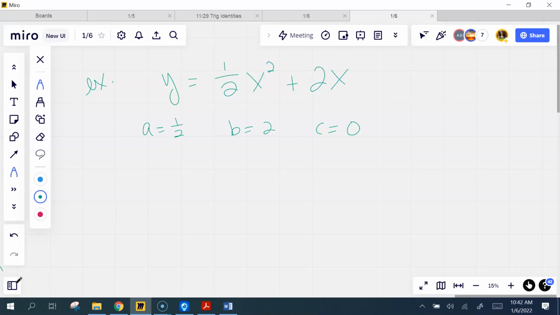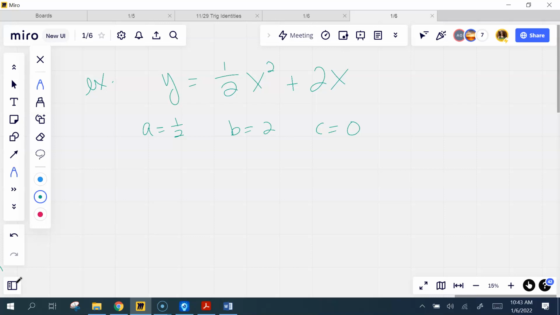It's going to be wider. How do you know that? It's a fraction. It's getting smaller, right? A is getting smaller. It's going to widen my graph out a bit. What else do you know? It's opening up because it's positive. One more thing. Y-intercept is zero. If the y-intercept is zero, that means I'm at the origin there for my y-intercept.